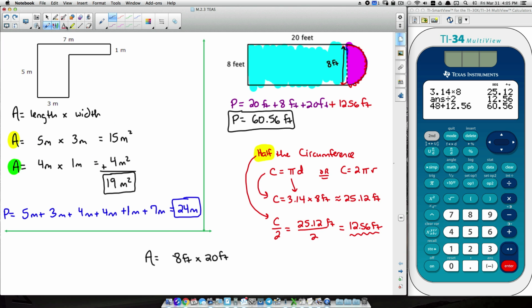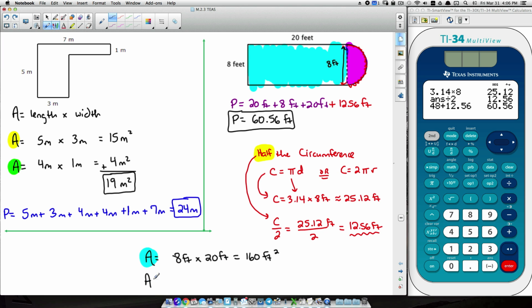And this is going to be just the blue region. Okay. So we have what? 160. 8 times 20 is 160. And remember, feet times feet, we're finding area. So we have square feet. Square units, don't forget that.